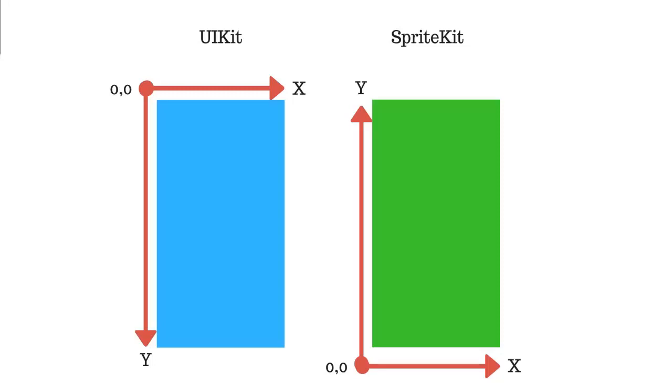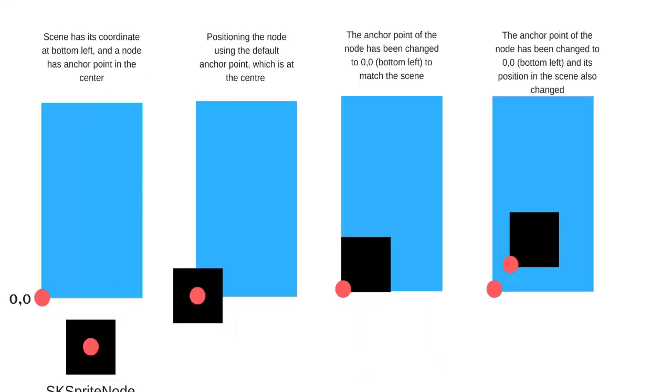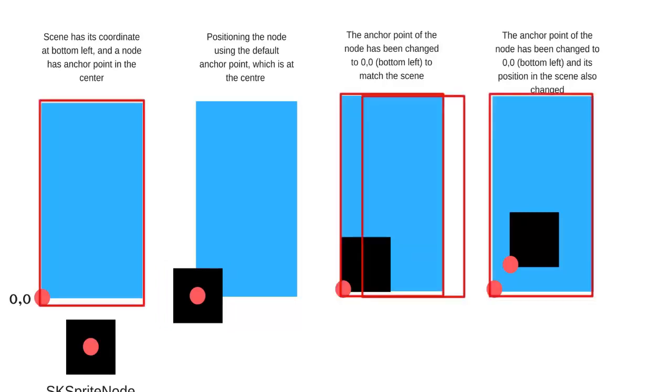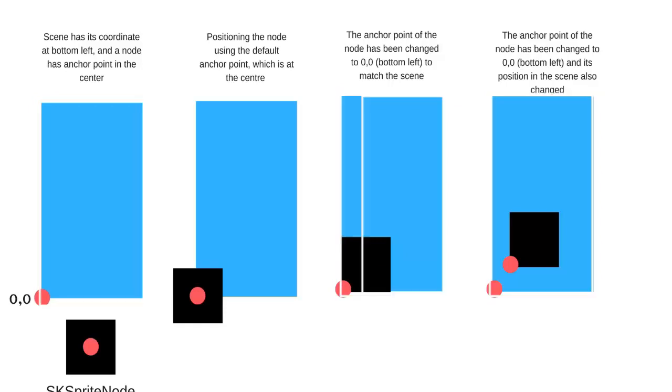So the next image we're going to look at is here. Let's say we have this SpriteKit game here. You can see that the coordinate origin is at the bottom here. And then we have an SKSpriteNode. So two things that I'm talking about here are the scene, which is the blue screen that you see here, and the black one, which is an SKSpriteNode. Keep that in mind. So the scene here has its coordinate origin at the bottom left, 0, 0.